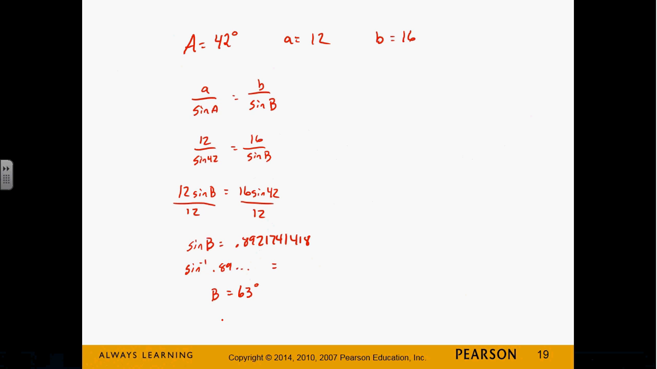So if our first angle B is 63 degrees, what is our second angle B? Or the other way? 117. We do 180 minus B to get the second B. Okay? So if this is 42 and this is 63, what does C have to be? And over here, close, 21. So we got values for all of our angles. That means we got two triangles.